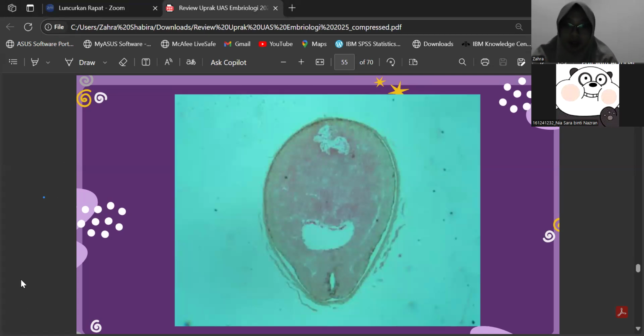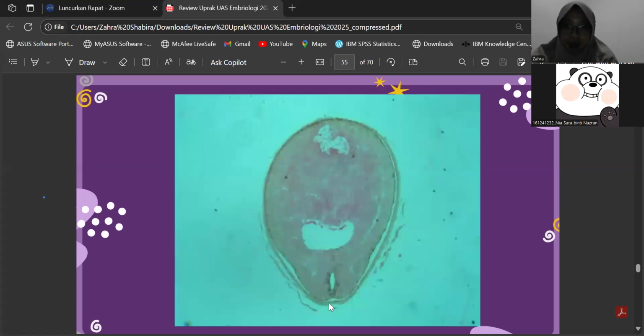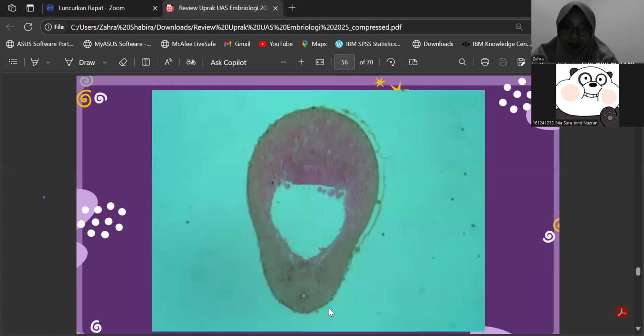This is also a neural crest. The neural crest still exists, so this is an early neural tube. This is also the same, because you also find a neural crest over here. Now this one is the final stage of frog embryogenesis 2. This is the phase of late neural tube.